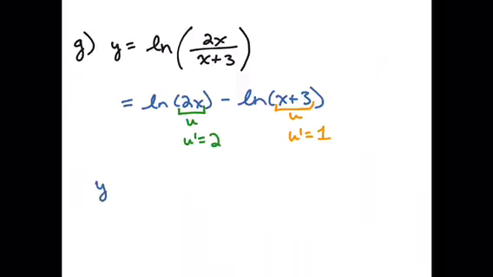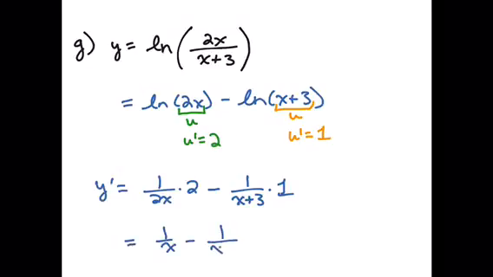So when we take the derivative of this, I get natural log of u gives me 1 over u, which is 2x in this case, times u prime, minus natural log of u gives me 1 over u, which is x plus 3, times u prime, which is 1. And so I get 1 over x minus 1 over x plus 3.